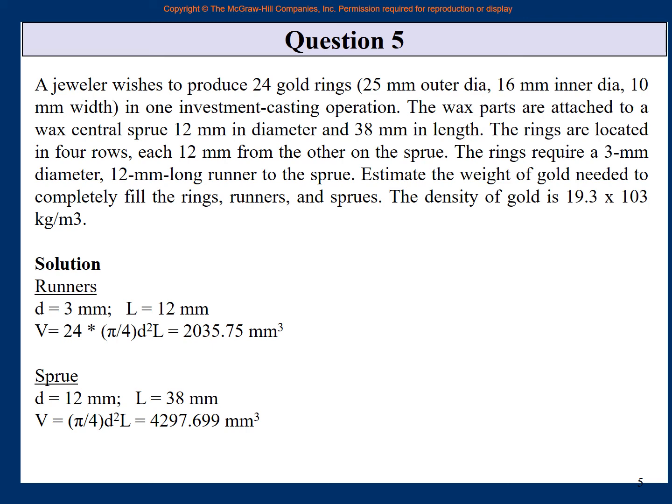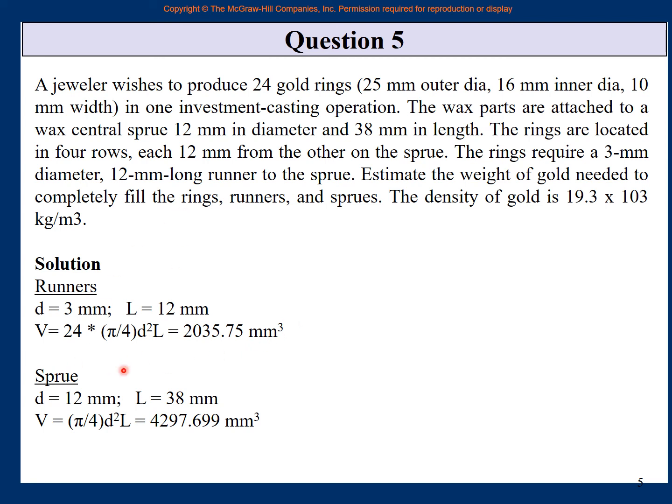So now for runners, the dia is 3 milli and the length is 12 milli. So the volume, and there are 24 of them. To each ring, one runner goes. So pi by 4 d squared L. This is a cylinder, dia and length. D is this value, L is this value. There are total 24 runners. So the volume of the runners is this much millimeter cube.